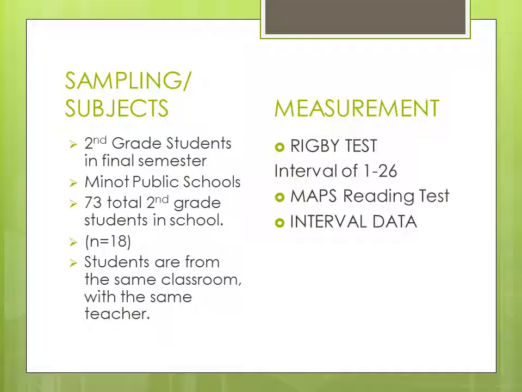The Rigby scores are obtained by administering a reading test to each student individually. The same teacher for each student listens as the students read aloud. If the students can achieve 95% or higher accuracy and answer all of the comprehension questions correctly, they are able to proceed to the next level indicated by letters in order of the alphabet. I chose to use an interval of 1 to 26 because there are 26 letters in the alphabet, with each letter being represented by 1. So A would be 1, B would be 2, C would be 3, and so on.